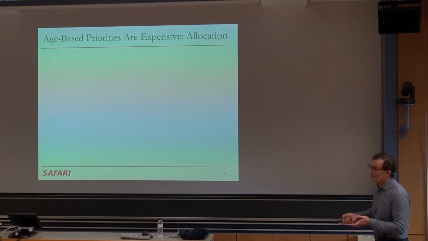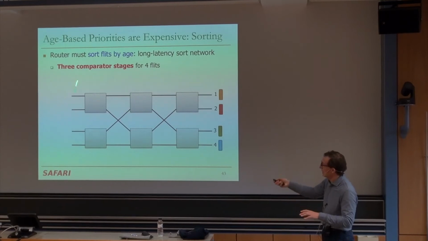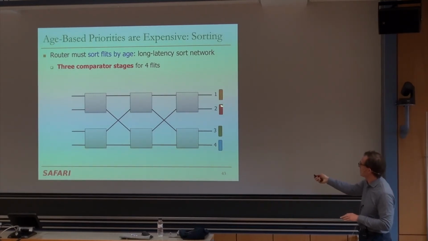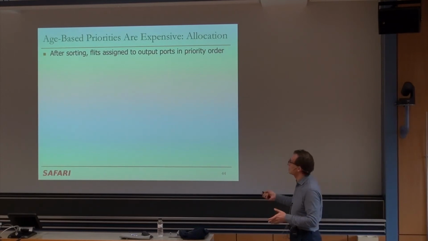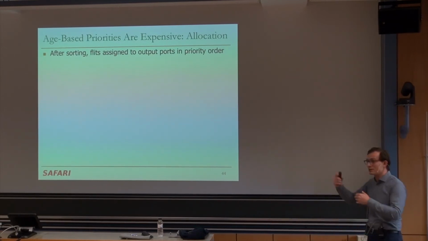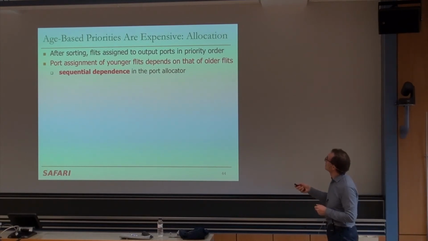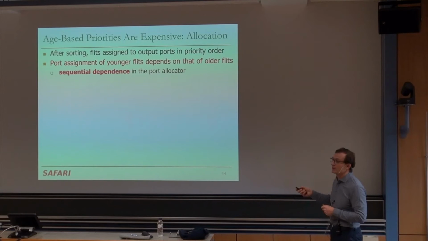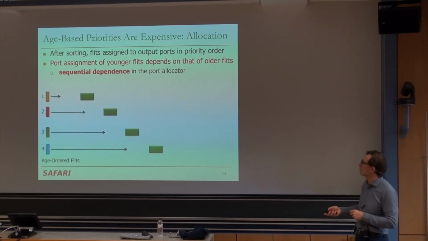So the downside is this is a long sorting network. First of all, you sort it. Now you figured out what is the ordering that you have over here. Now 1, 2, 3, 4, the highest priority is always here, the lowest priority is always here, right? Now you need to do something else on top of that. After sorting, you need to assign the flits to output ports in priority order. For each output port, you need to essentially do the assignment. The port assignment of the younger flits now depends on that of the older flits. So there's a sequential dependence in the port allocator.